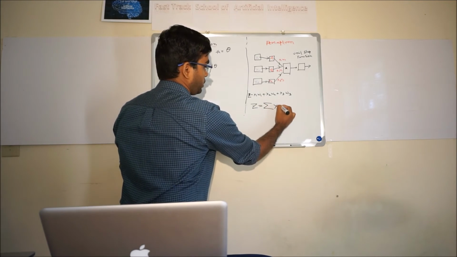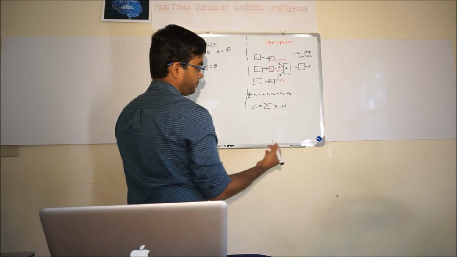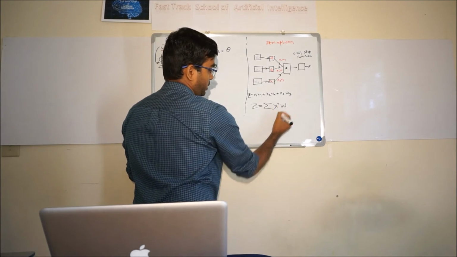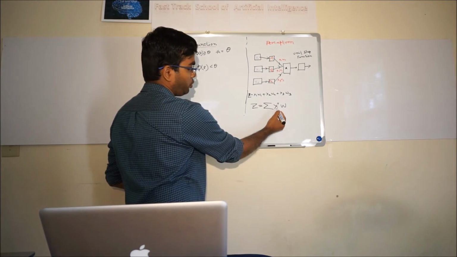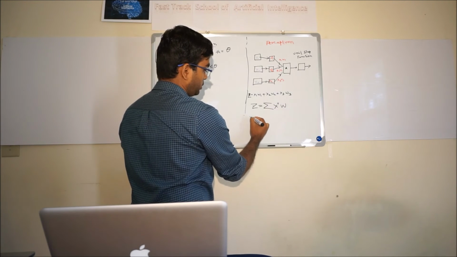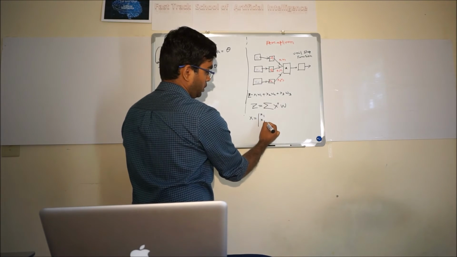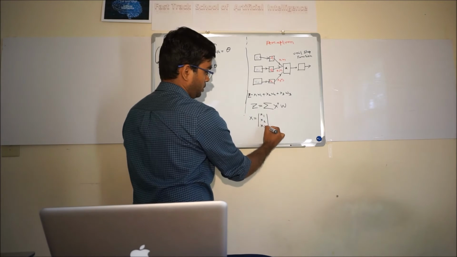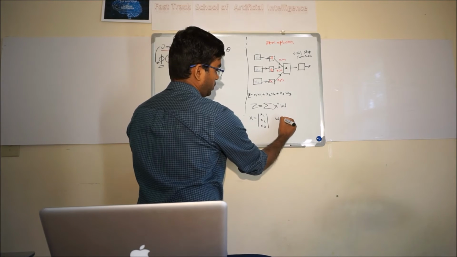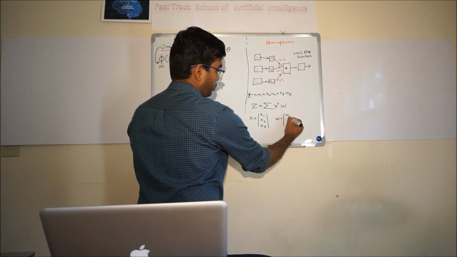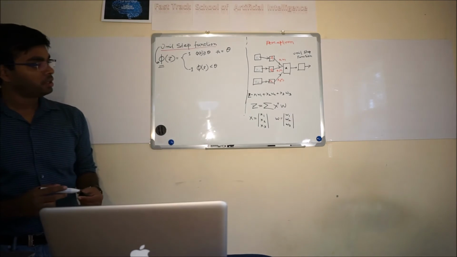sum of x and w. Alright, so basically we can term it as this is weights and this is input matrix, okay? This x contains the inputs x1, x2, x3. Alright. So W contains W1, W2, W3. Alright.